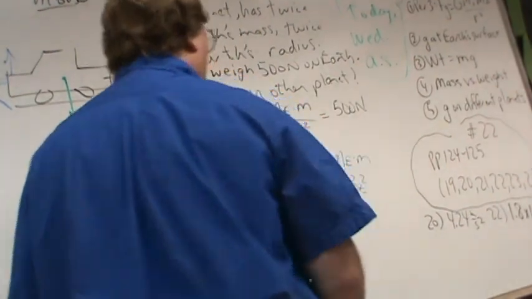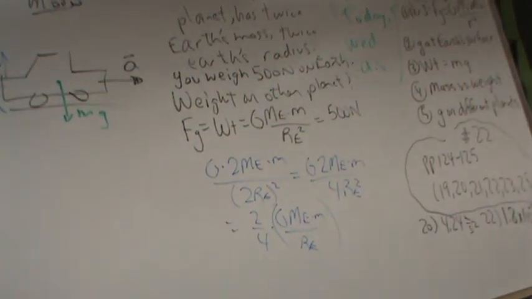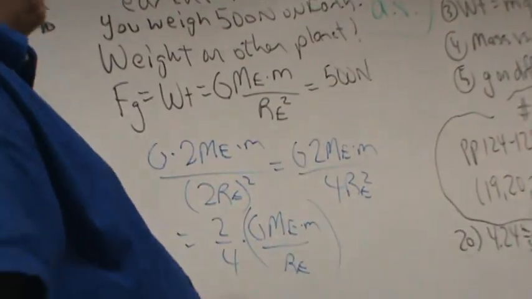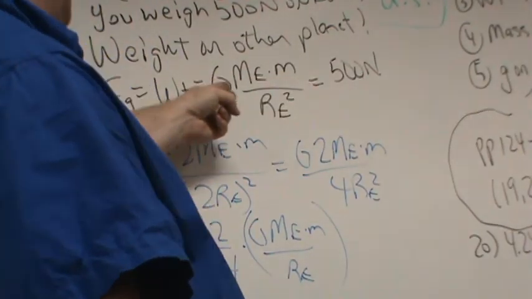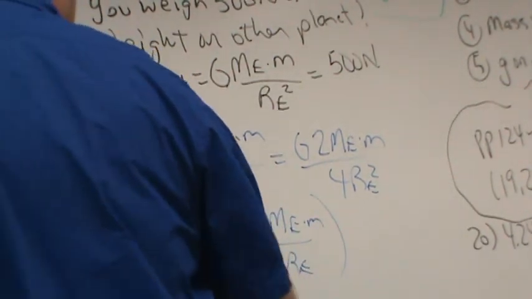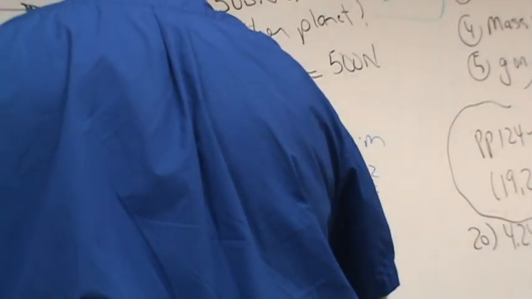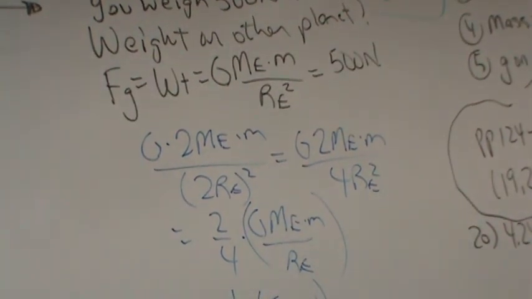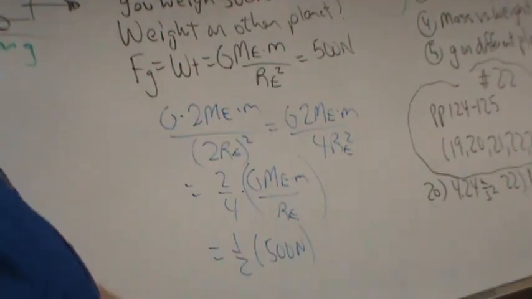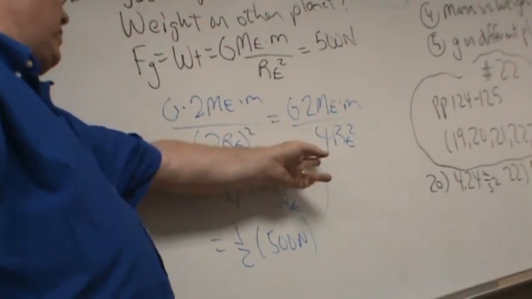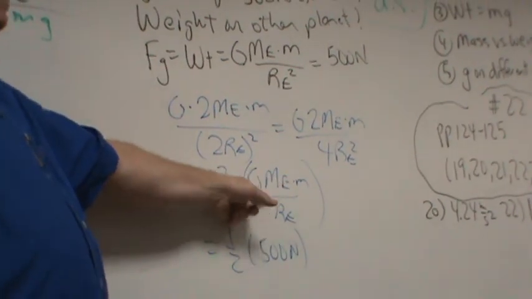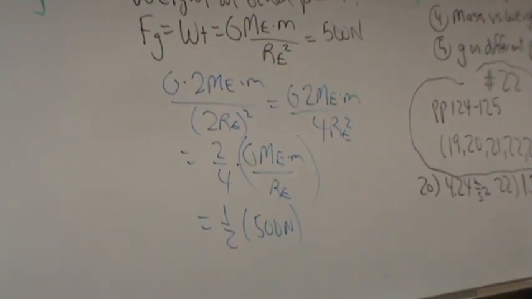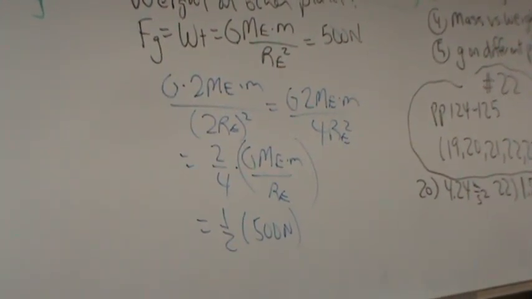And this quantity, you know what G M E m over R E squared is? 500. Right, there it is. So I got 1/2 times 500. And that's all you'll do. When you see a problem like that, just start with Newton's law of universal gravitation, plug in what they gave you, and then factor those numbers out. And then what you've got left over is the weight of the guy on Earth. So hey, good luck on tonight's homework.